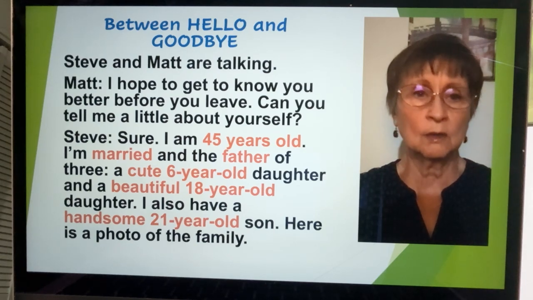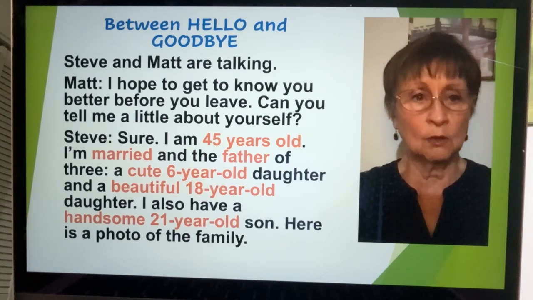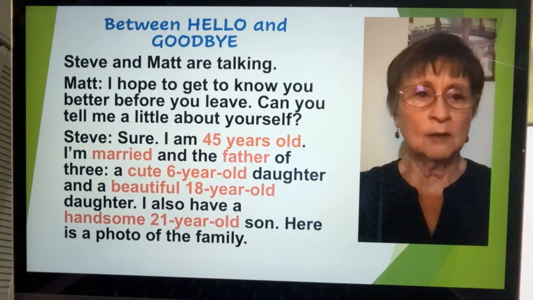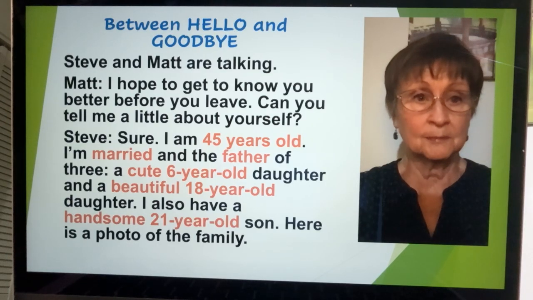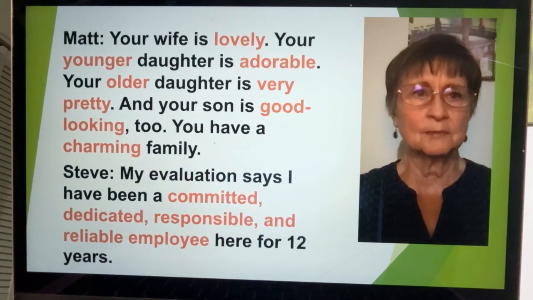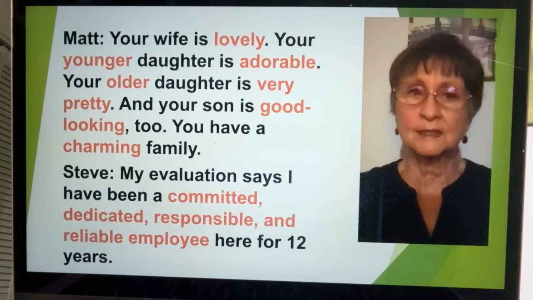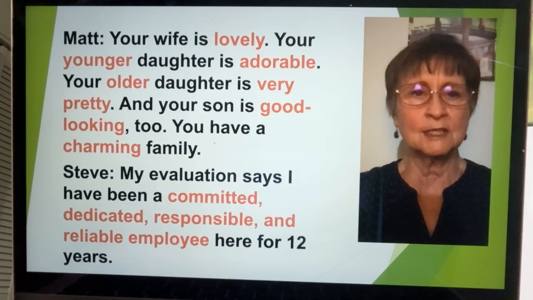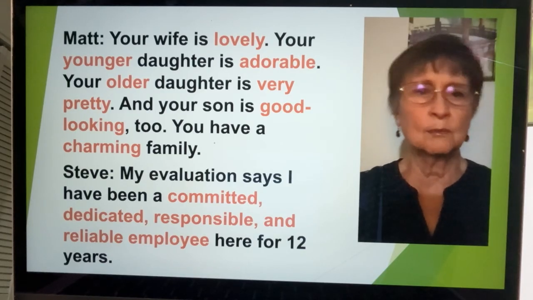Cute describes her. 6-year-old describes her. And a beautiful 18-year-old daughter. I also have a handsome 21-year-old son. Here is a photo of the family, and he shows it. Matt says, your wife is lovely. Now the adjective is coming after is and going back to describe wife.